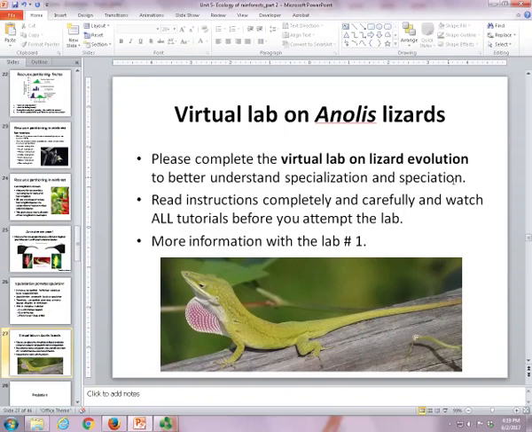There are some tutorials on how to do the measurements and how to count toe pads, things like that. You are going to be collecting some data and analyzing your data, and by the end of this lab, you will have a really good understanding of how specialization leads to speciation.